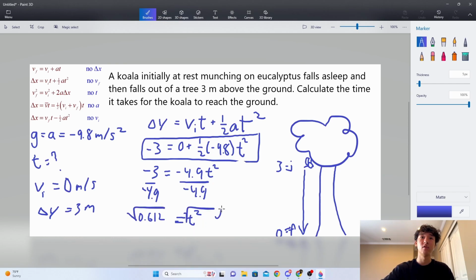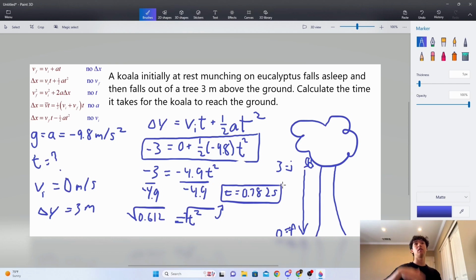and here, let's just go over here. T is equal to 0.782 seconds. Now, that's how long it takes for the koala to reach the ground. So basically, how long it takes for the koala to fall.